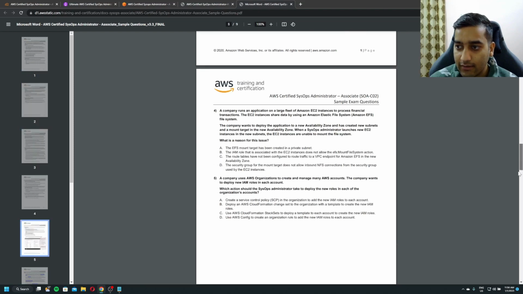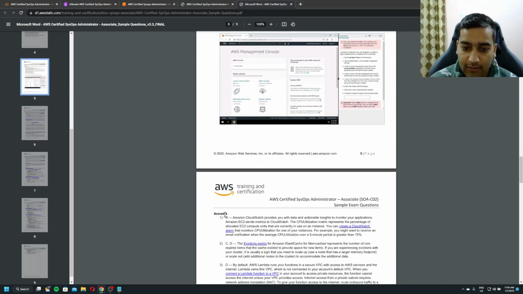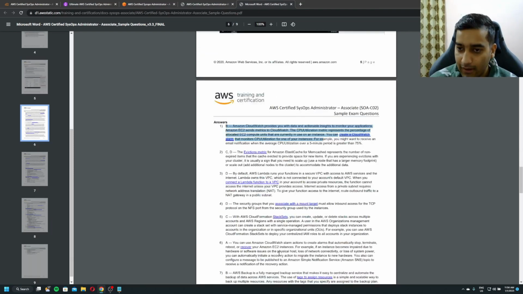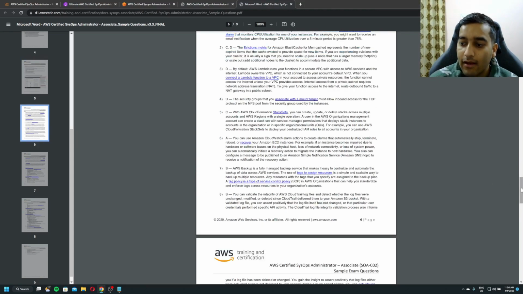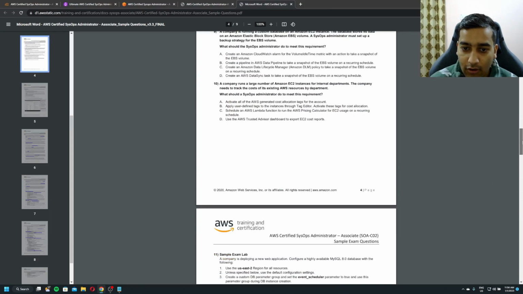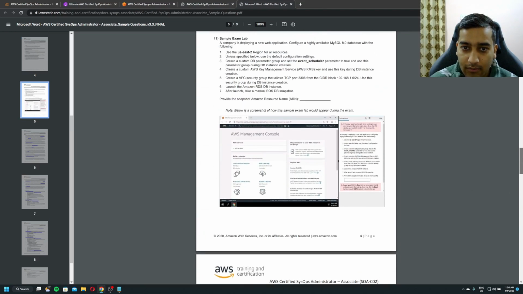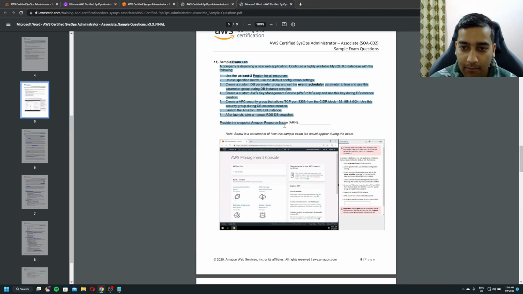You can check the answers from the bottom. The answer is B, right? You can check why that is the answer. Again, with this set of questions, you will also get a practical scenario, which is the sample exam lab. In this lab, you can see that they are asking us to create a custom DB parameter group, create a custom AWS KMS key, then create a VPC security group, then launch an RDS DB instance, take the snapshot, and provide the snapshot ARN here.